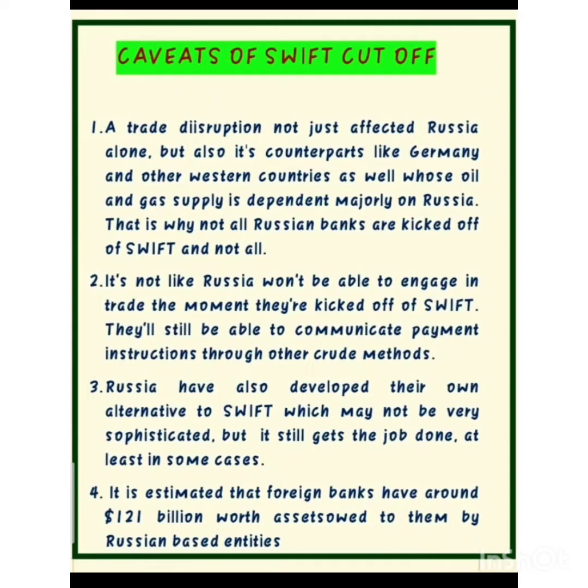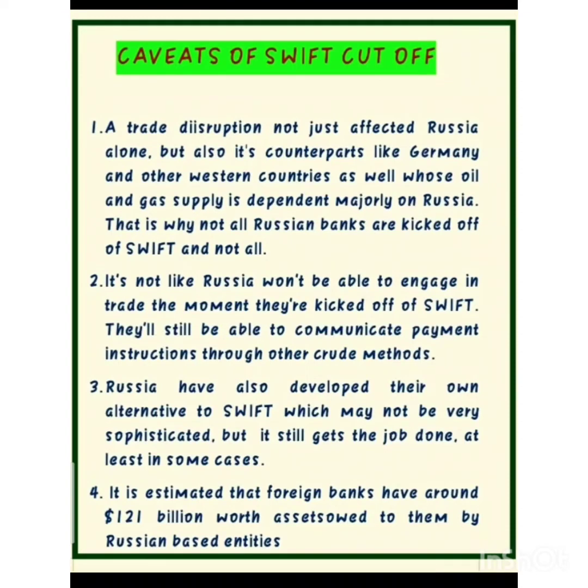The second drawback is that it's not the case that Russia won't be able to engage in any trade the moment it is kicked off from Swift. That is why we can see that even though the Swift cutoff was done way back on 26th February, the war is still going on. Russia is still able to communicate its payment instructions through other crude modes. Maybe they're back to their age-old methods of telephone or fax machine for payments. But yes, they are still able to make the payments.